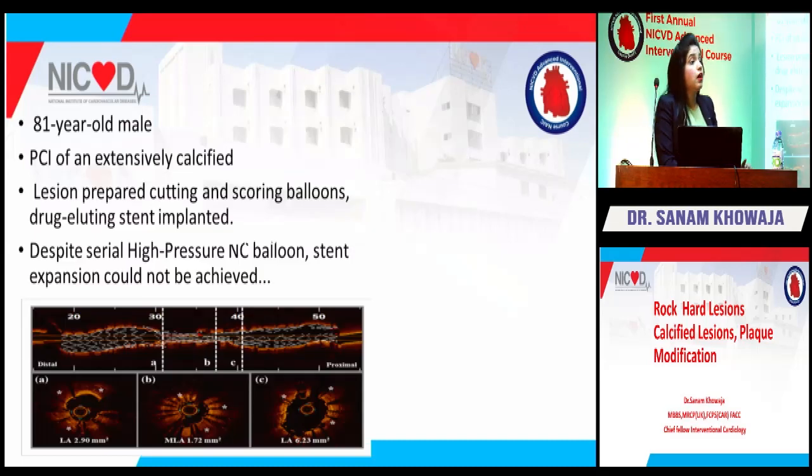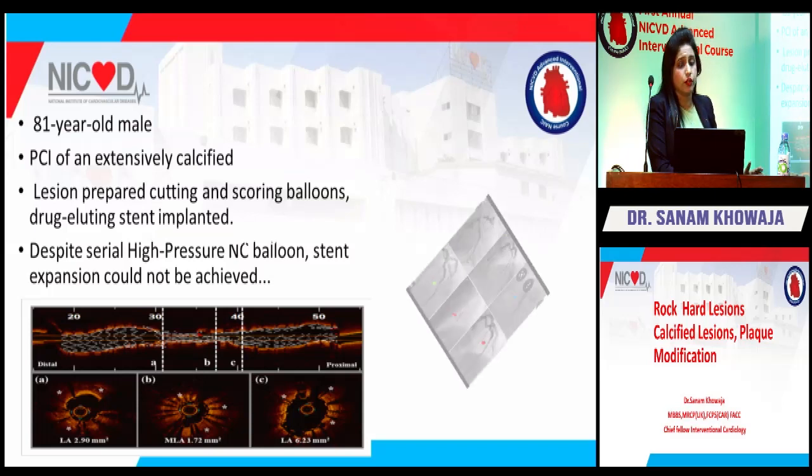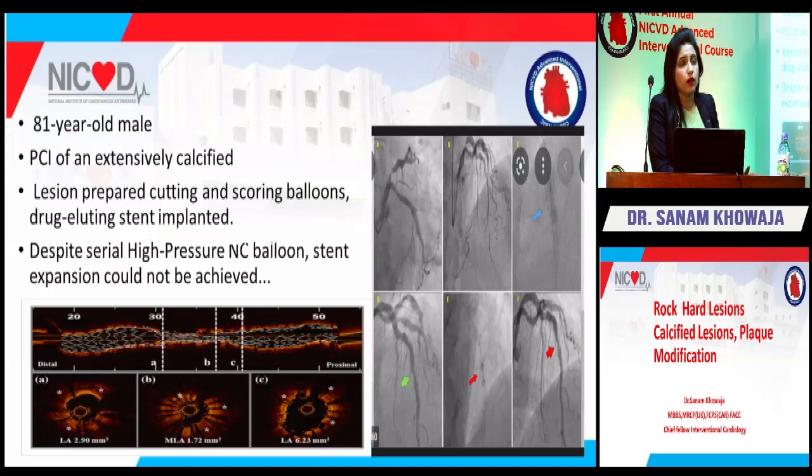Let's come to the second case. The second case is about an 81-year-old male who underwent PCI for an extensively calcified lesion. The lesion preparation was done with a scoring balloon and cutting balloons, and then a DES was implanted. Despite severe high pressure NC balloon inflation, the stent looked underdeployed and adequate post-dilatation was not achieved. The blue cursor on the right of my screen shows the area which correlates with the OCT image at the bottom of this slide. In the middle of the stent, there was a severely reduced luminal area with an MLA of 1.72.